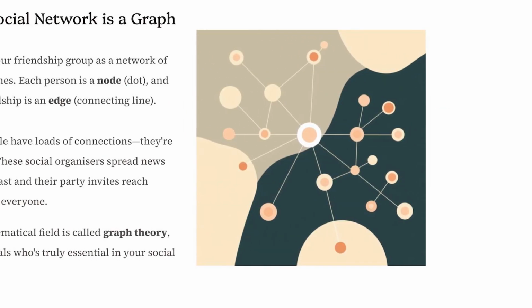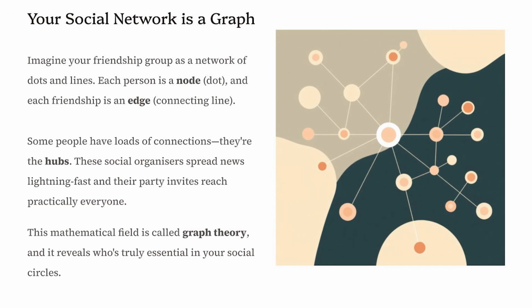First, picture your friend group as a network of dots and lines. Each person is a dot or a node, and each friendship is a connecting line. Some people may have many connections and are called hubs. They're the organizers. They spread news fast and their invitations reach most of the group. On a screen, we'd circle those dots and see how central they are. Mathematically, this is called graph theory. It shows us who's essential and who links different people.